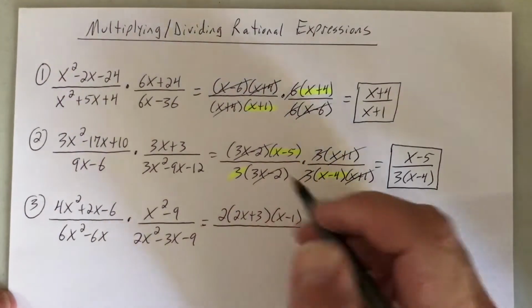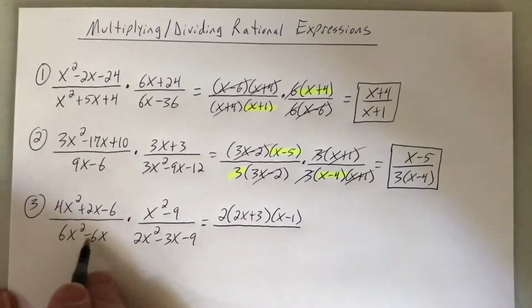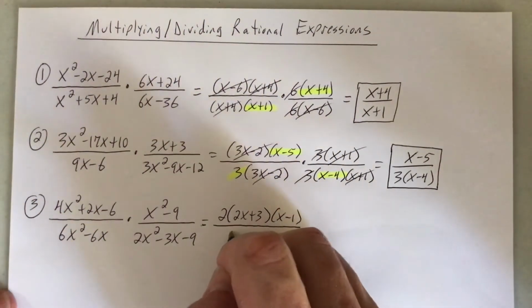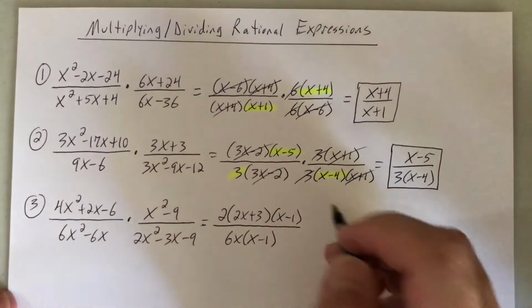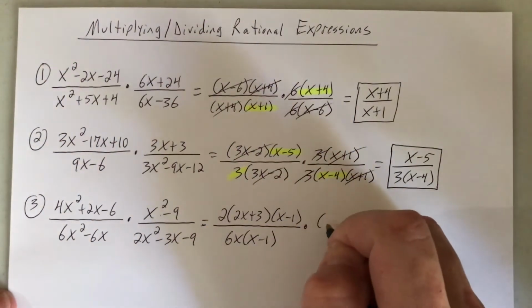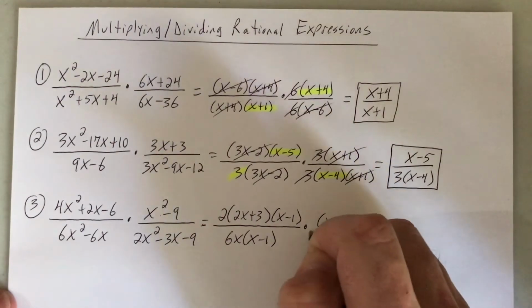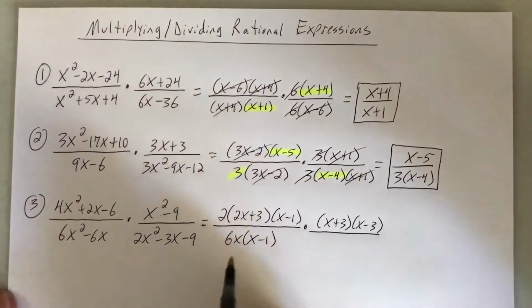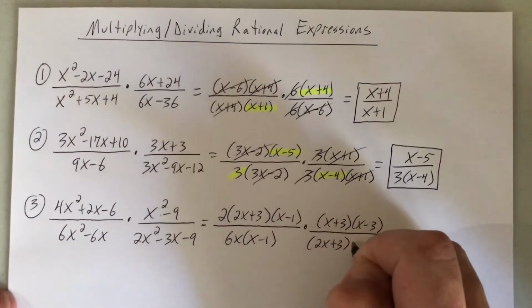And again, if you're wondering where these factors are coming from, just go back and review my factoring videos. Down here we take a common factor out of 6x, so that leaves us with x minus 1. And then x squared minus 9 is the difference of squares, so that's going to be x plus 3 times x minus 3. And then 2x squared minus 3x minus 9, that's going to factor to 2x plus 3 times x minus 3.